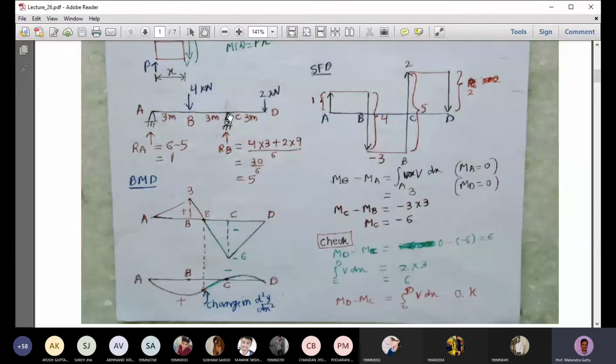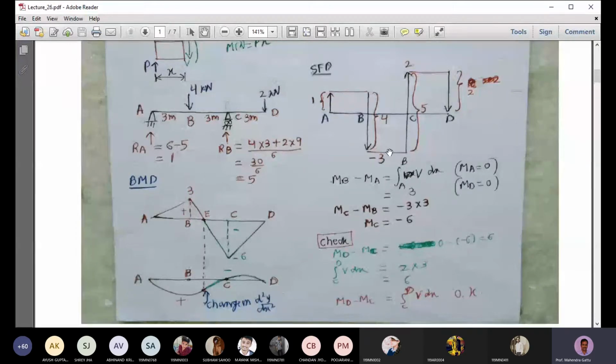So we can calculate the change in bending moment between B and A. So MB minus MA will be the area under the shear force diagram. So the area will be 1 into 3 units. So MB minus MA is 3. We know MA is 0, so MB will be +3. And the slope of the bending moment diagram, dM by dx, is equal to V. So V is constant here, so the slope is constant. So we can start from point 0 at A and then move to point B, which is located at 3. So we can draw a straight line.